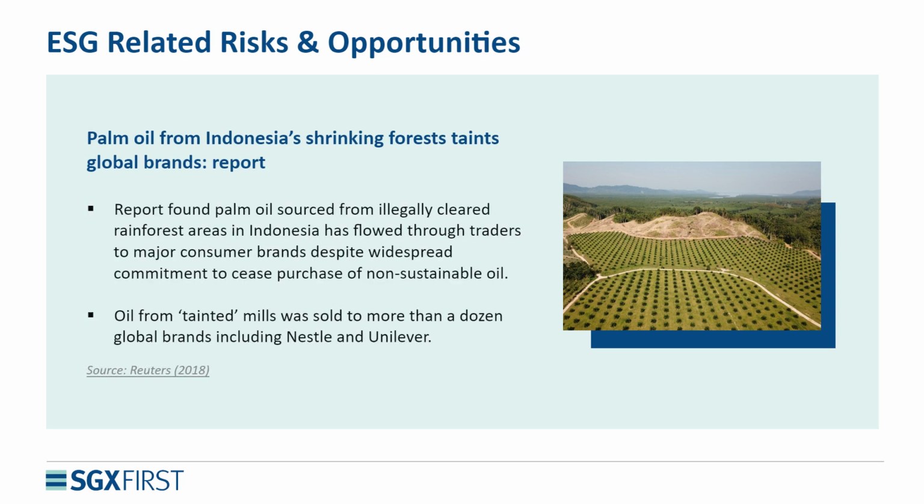Report found palm oil sourced from illegally cleared rainforest areas in Indonesia has flowed through traders to major consumer brands despite widespread commitment to cease purchase of non-sustainable oil. Oil from tainted mills was sold to more than a dozen global brands including Nestlé and Unilever.